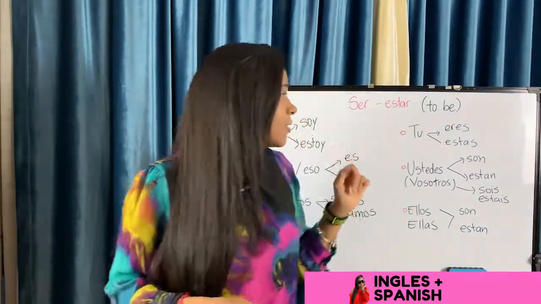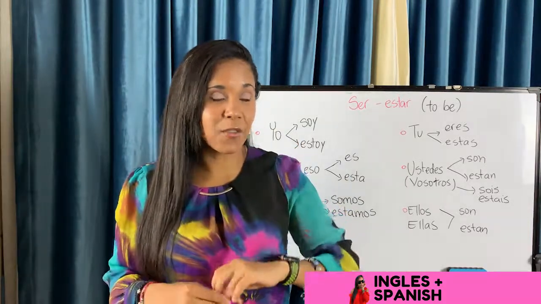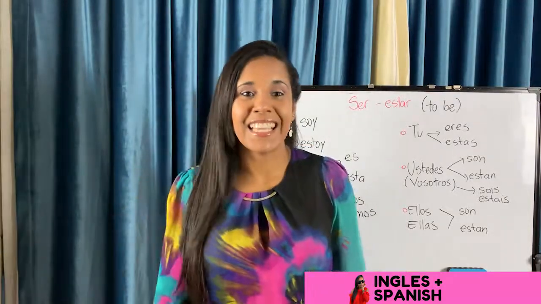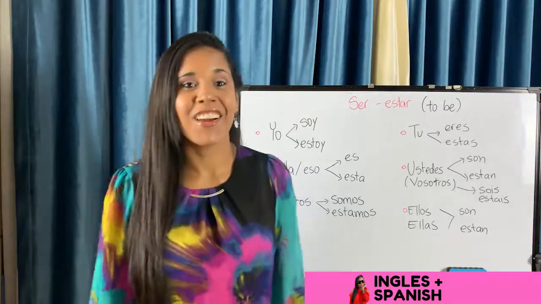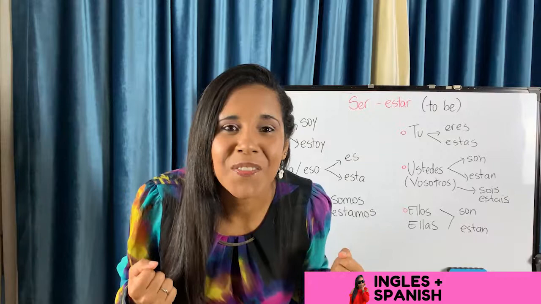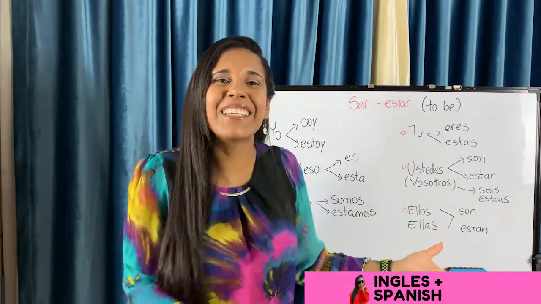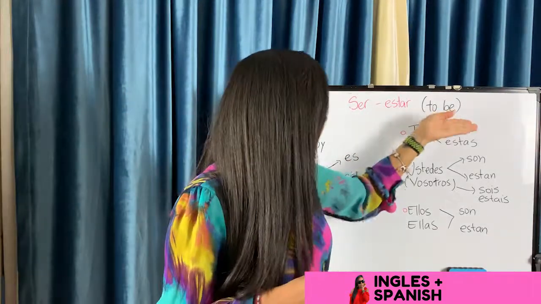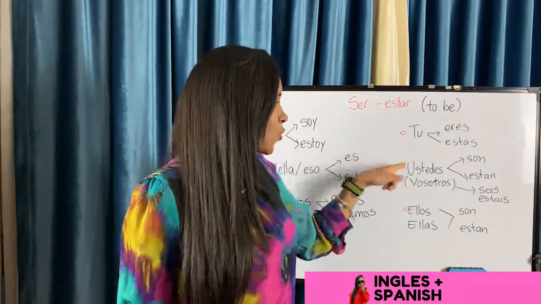So, tú, in singular, it will be the second person in the singular form. It will be tú. Tú eres. You are. Tú eres mi amigo. You are my friend. Okay? Entonces, ¿dónde estás? Where are you? Tú estás en mi casa. You are in my home. Entonces, tú eres, tú estás. ¿Ok?